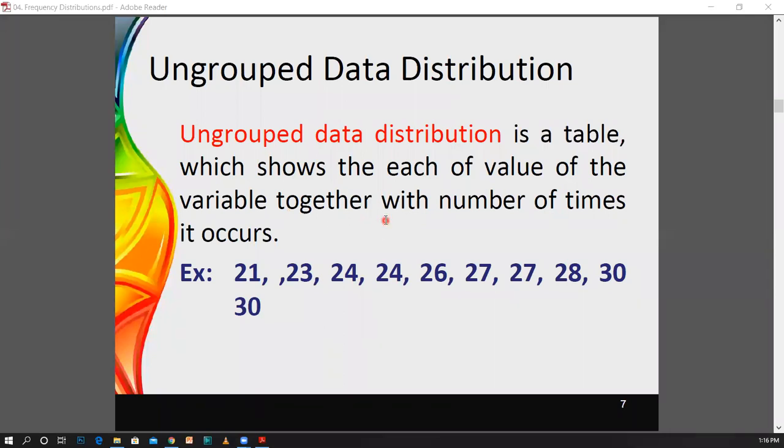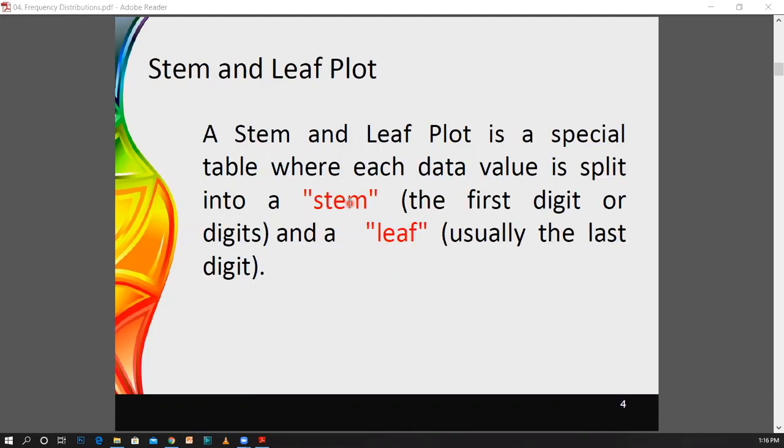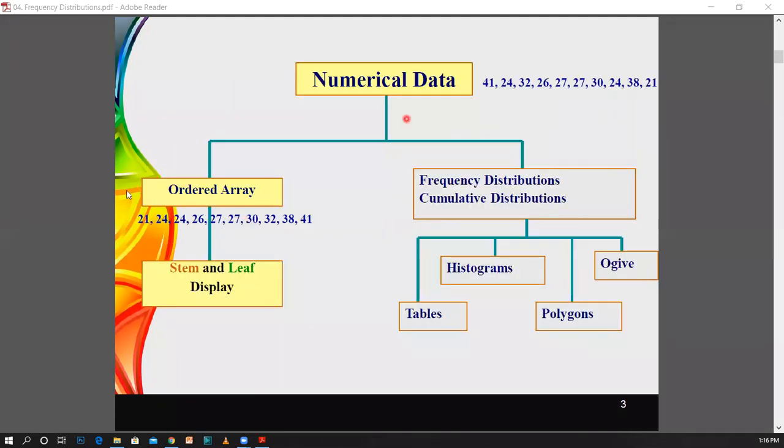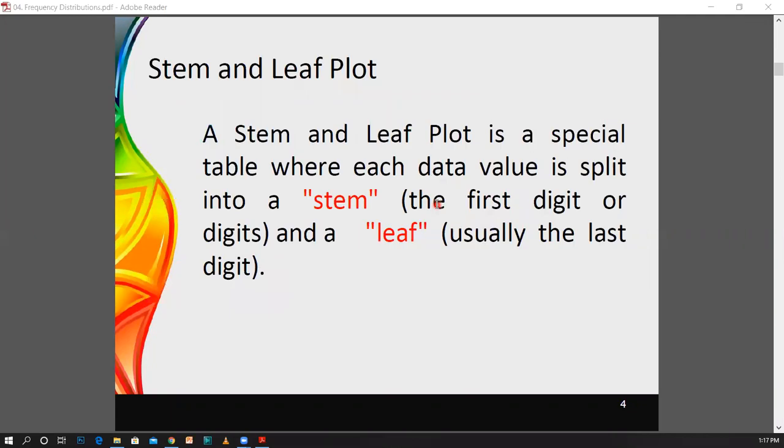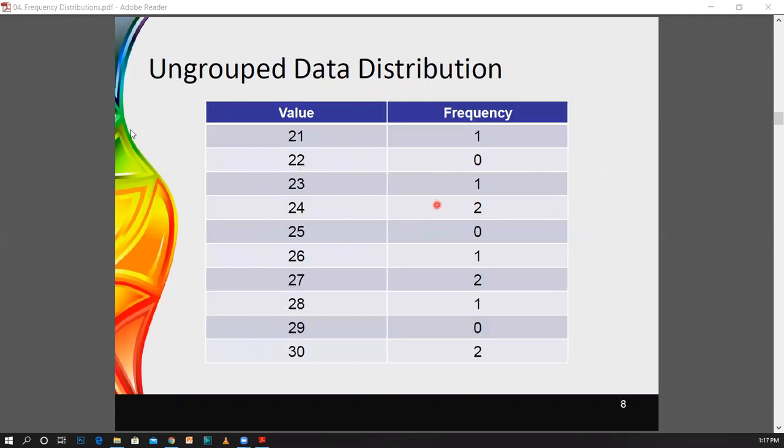If you see the previous part, here we just have an ordered array. Now we are coming to the frequency distribution. In the ordered array, we do not see any frequency values. We can just see the numbers only. But if you come to this part, then we will have the numbers as well as the frequencies for each number.